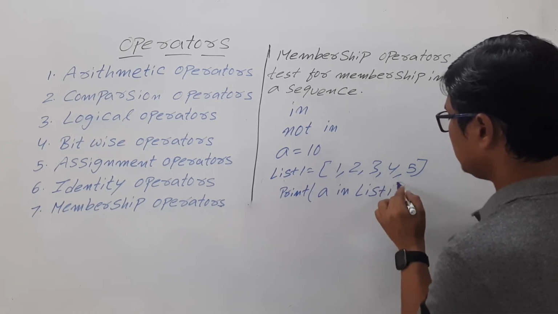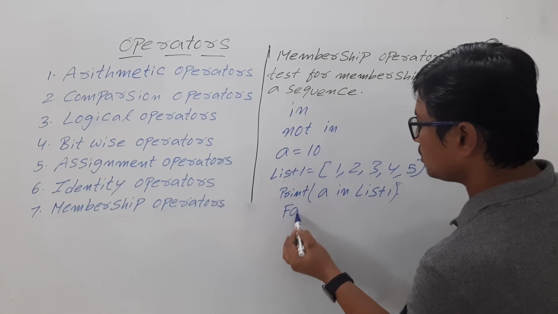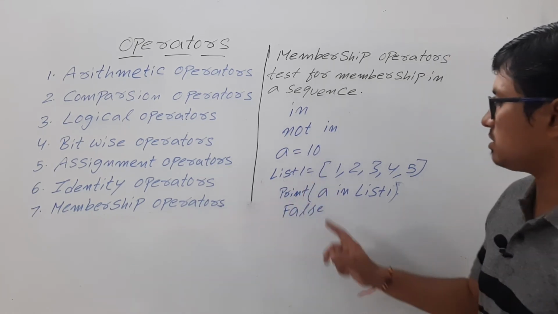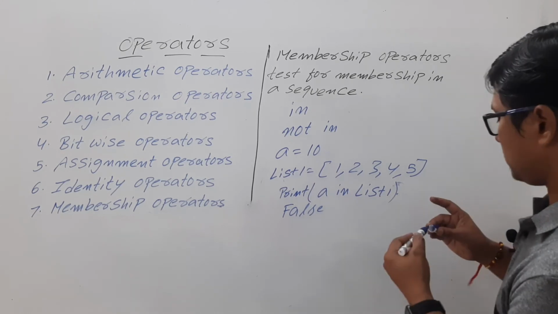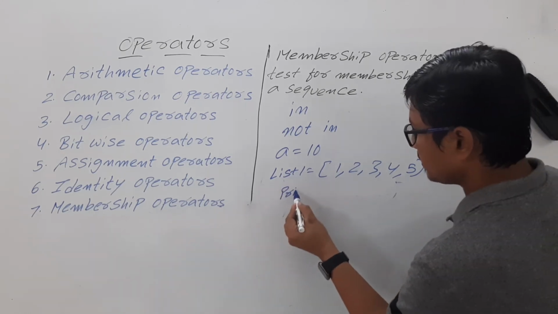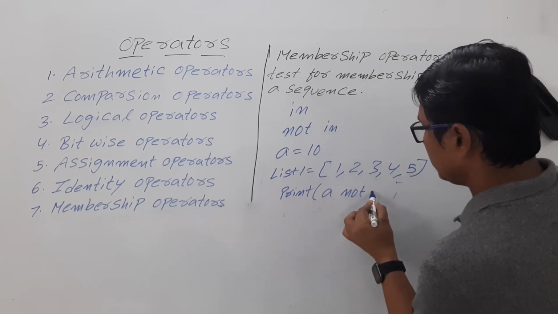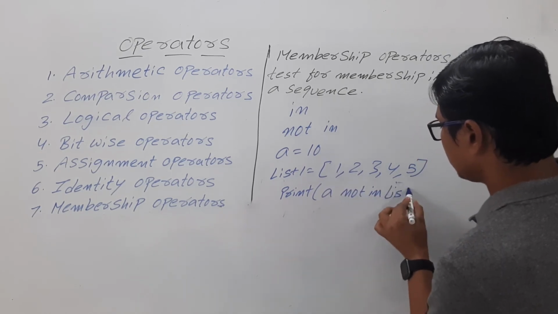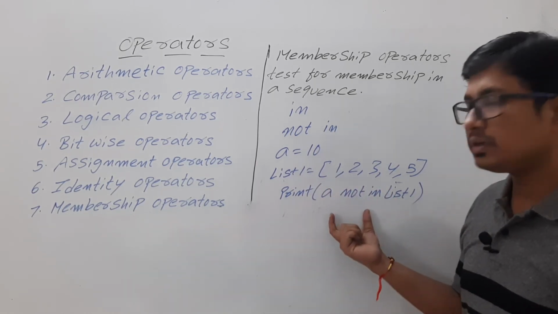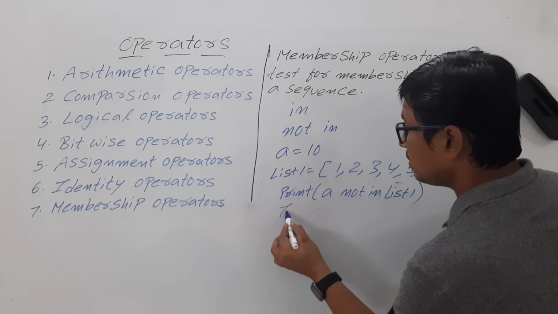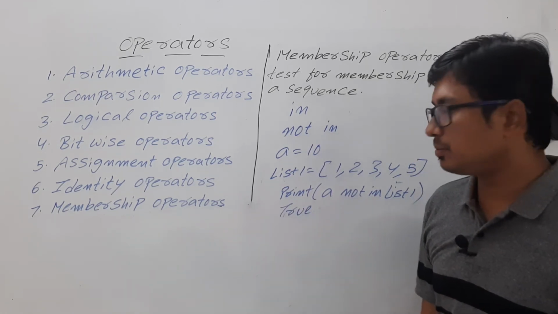So if I write the print statement print(a in list1), is 10 there in list1? Not there. So it will print the value False, because 10 is not in the list. Similarly, if I say print(a not in list1), what is the a value? 10. 10 is not in the list, correct? So it will print the boolean value True. Is it clear? Are you able to understand?